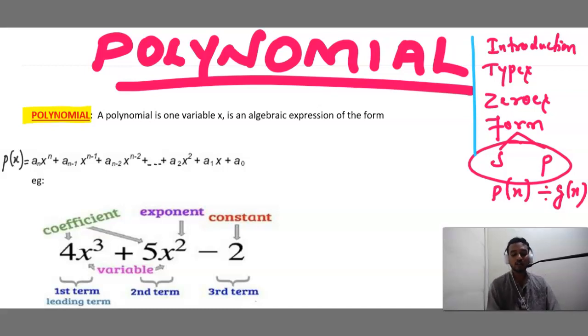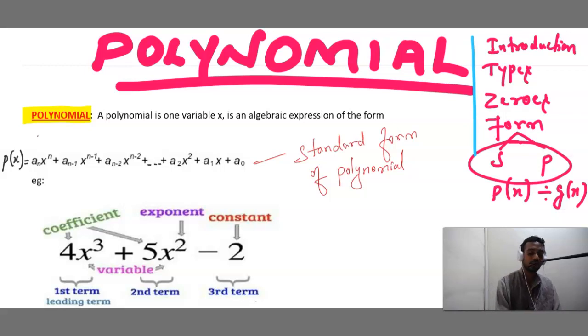These exponents will decrease till a naught. So this is also known as the standard form of a polynomial. Please do not forget this. You can expect one question like: what is a polynomial? Write its standard form. The exponents keep decreasing by 1, 2, 3, 4, and it continues till 0, ending with the constant. Just write this sentence as it is.